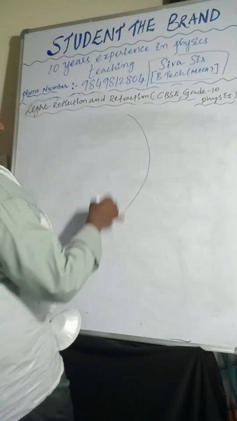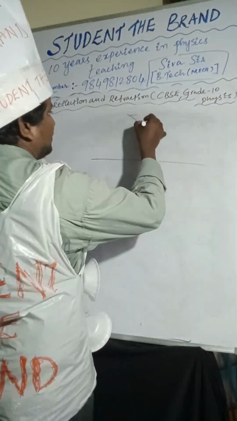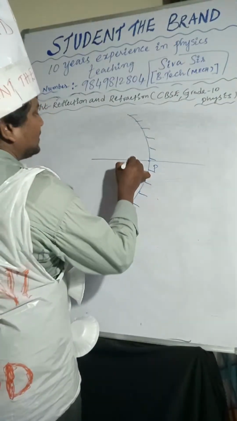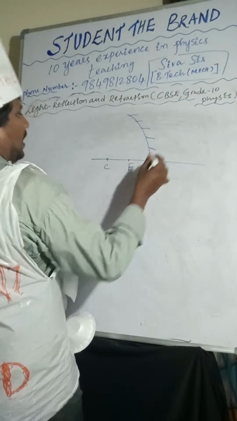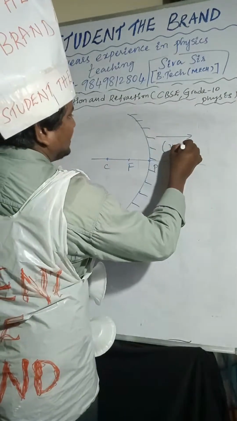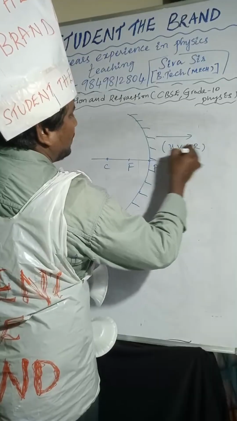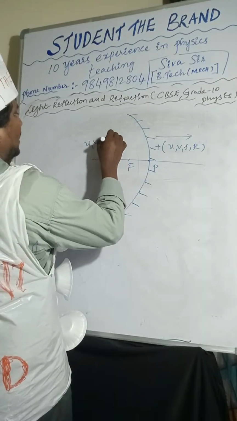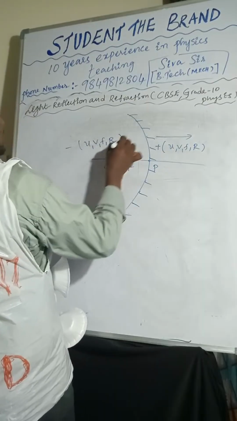Concave mirror I'm considering. Here is the pole. So pole, focus, center of curvature. All measurements will be taken from the pole in the direction of incident rays. Distance, image distance, focal length, all are positive. Opposite to incident rays, object distance, image distance, focal length and radius of curvature, all are negative.